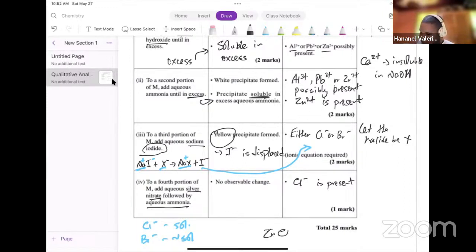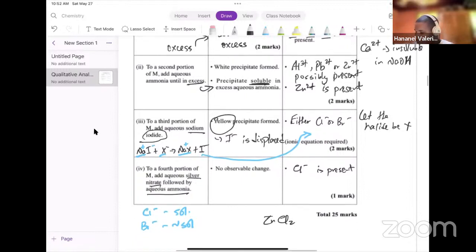The reason I'm saying that is because there's no observable change, which means that the solution itself would be colorless. You have the yellow precipitate form, so the rest of the solution must be colorless, and there's no observable change. So I am saying that chloride minus would have to be present because of that fact.